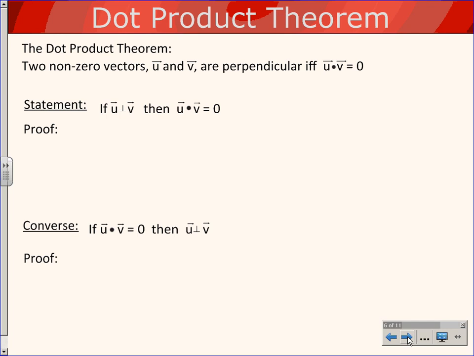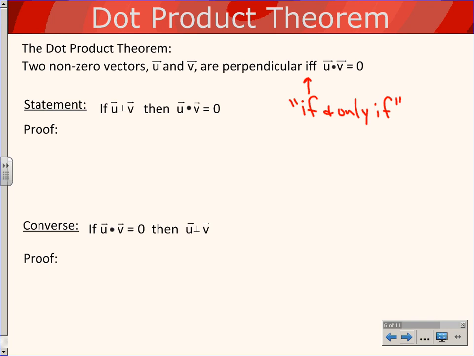It says two non-zero vectors, u and v. Non-zero vectors means they can't actually be the zero vector. There has to be some direction. There has to be some magnitude. They're perpendicular, and it's got an IFF. That's not a typo. That actually means something in mathematics. We say it means if and only if.